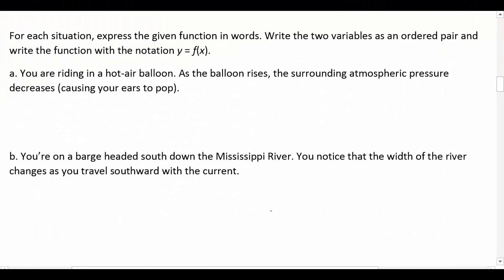Okay, for each situation, express the given function in words. Write the two variables as an ordered pair and write the function with the notation y equals f of x. A, you are riding in a hot air balloon. As the balloon rises, the surrounding atmospheric pressure decreases, consequently causing your ears to pop. So what is going to be the independent? What's going to be the dependent?